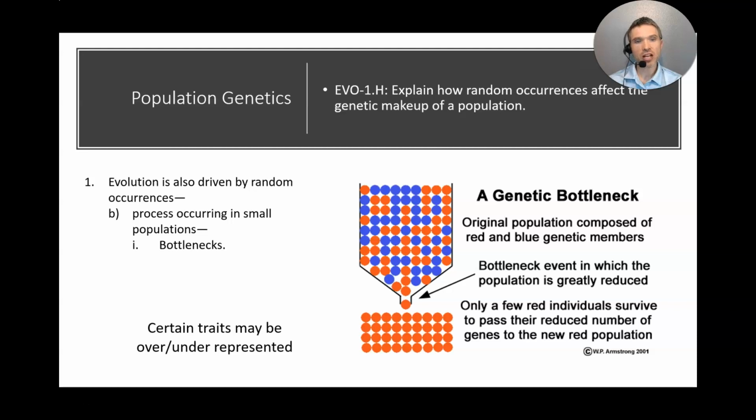So in a genetic bottleneck, you can see here in the example, I have a population of red and blue individuals. However, after the bottleneck event, something drastically caused the population to decrease. We see that in the future generations, by random chance, only the red individuals were able to survive. We've actually eliminated the blue individuals from future generations, and this is by random chance.